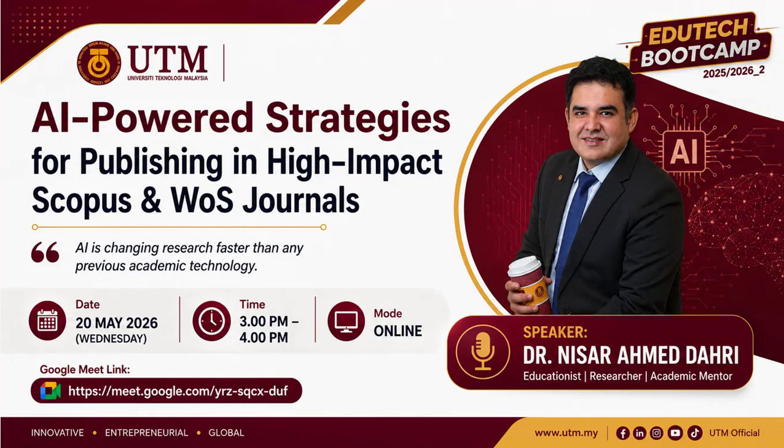Now with AI, everybody is quite familiar with it, and they are using many tools available online. Some are paid tools and some are free tools. So how can we use them for high-impact journals, whether Scopus or Web of Science indexed? What I personally do as a researcher is use AI tools for writing the different sections of the research paper.